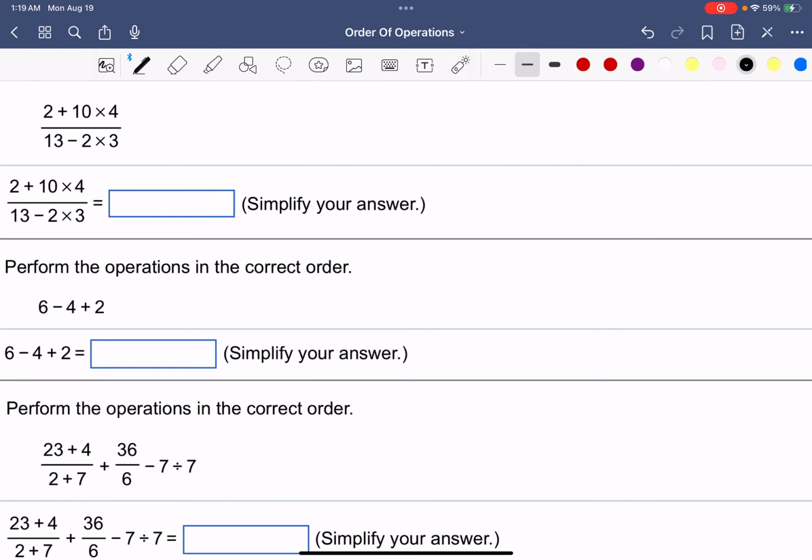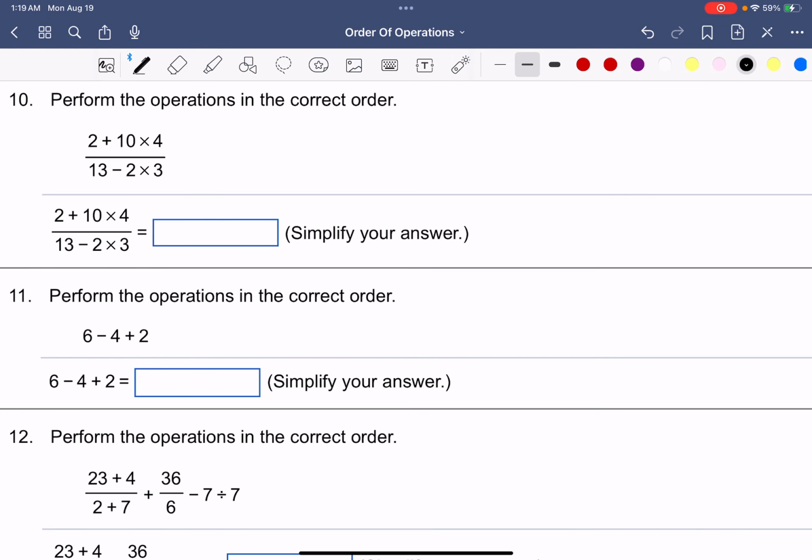Number 10, I've got a fraction again. I'm going to work on the top of my fraction first. I'm going to do the multiplication first. So 2 plus 10 times 4 becomes 2 plus 40. That's going to give me the top of the fraction is 42. And then 13 minus 2 times 3 is going to be 13 minus 6, which is 7. And 42 divided by 7 is 6. So my final answer there is 6.